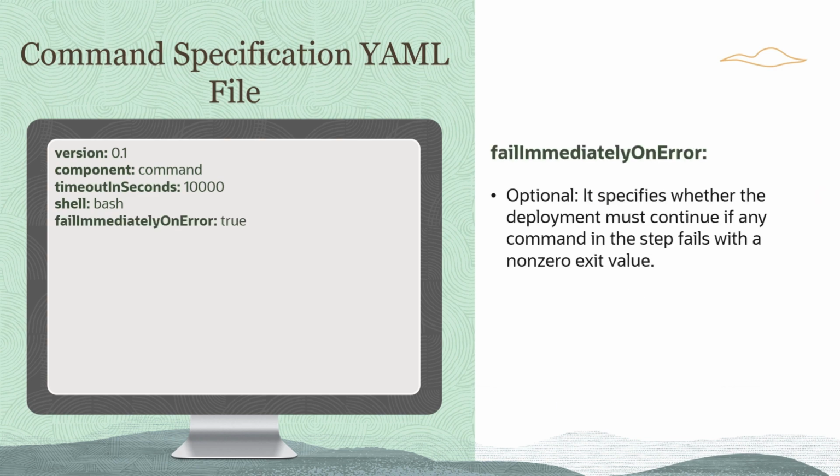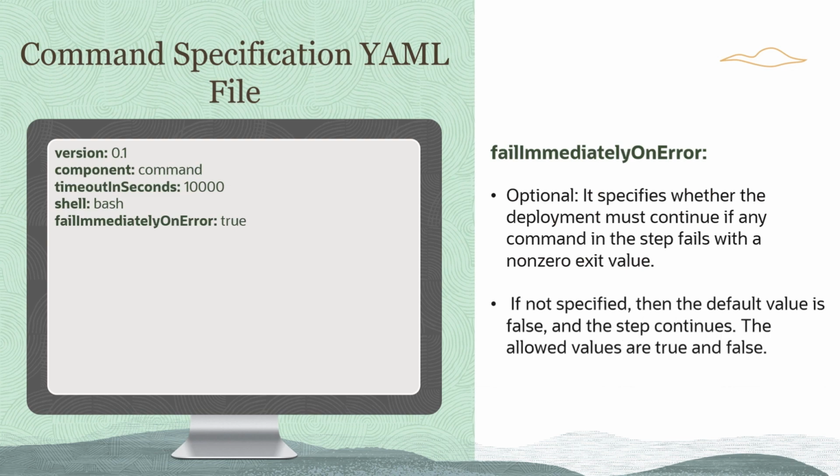The next parameter is fail immediately on error. This is an optional parameter that determines whether the deployment should continue if any command in the step fails with a non-zero exit value. OCI recommends setting this attribute to true for better error handling.